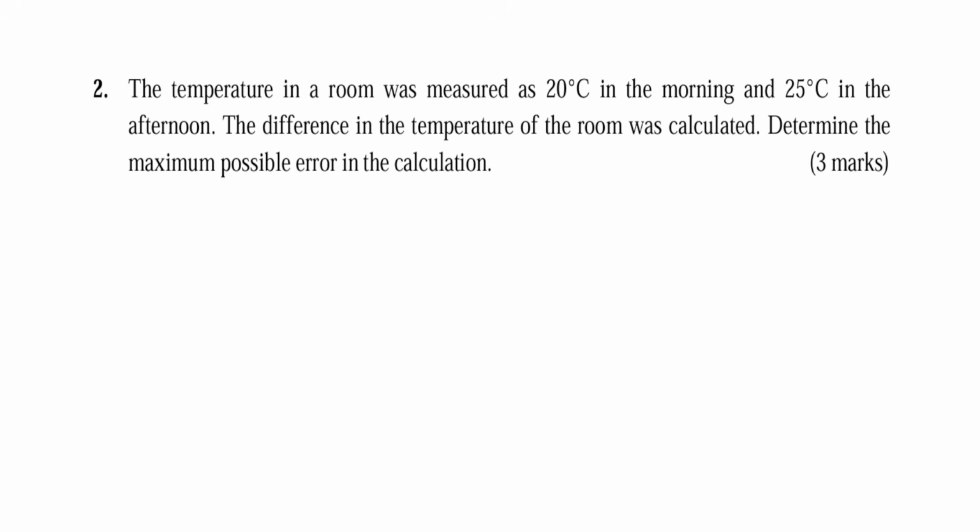Assalamu alaikum tena. Question 2, the temperature in a room was measured as 20 degrees Celsius in the morning and 25 degrees Celsius in the afternoon. The difference in the temperature of the room was calculated, determine the maximum possible error in the calculation. Swali rahisi tena. Na kama kawaida, though is not a perfect line, itabidi munizoee kwa hii kuchora line.